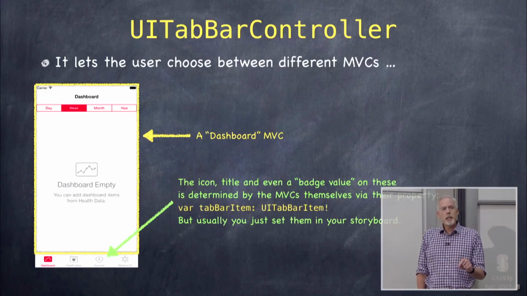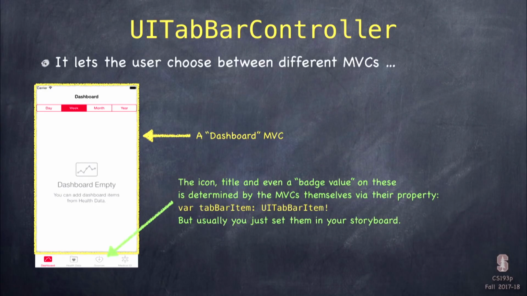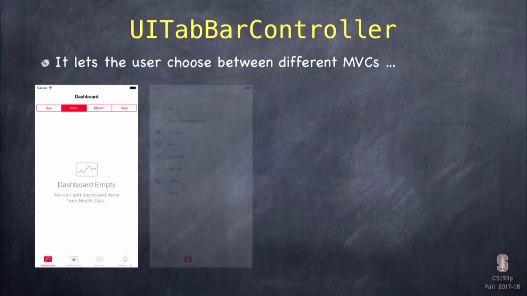The icon and the title that appear down in the tab bar are determined by which MVC is showing. Specifically, UIViewController has this var tabBarItem, and when the tab bar controller shows an MVC as part of its view, it looks at that so it knows what title and icon to display down at the bottom. So it's all very object-oriented in that sense.